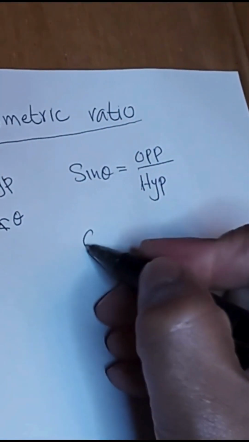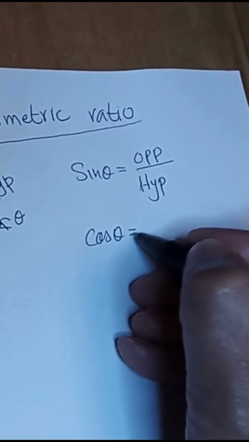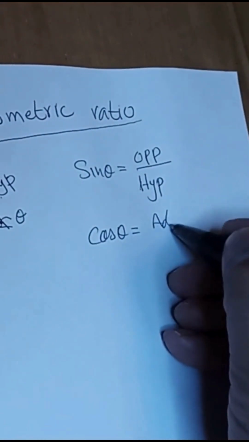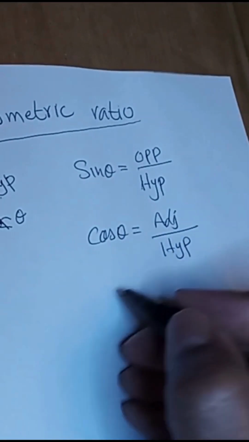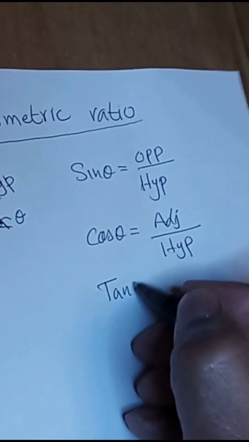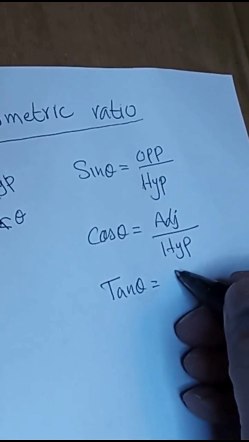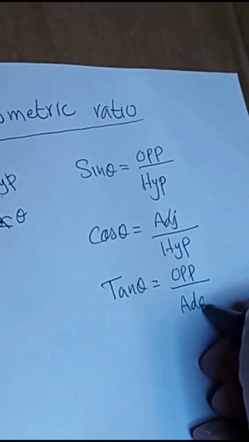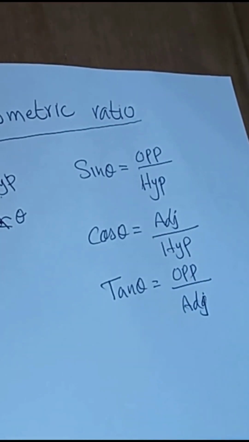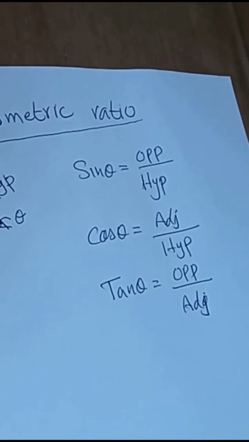And then we have cos theta is adjacent over hypotenuse. And then we have tan theta is equal to opposite over adjacent. How are we going to remember these ones? So let's find out the shortcut of these ones. So the shortcut of these ones is like this.